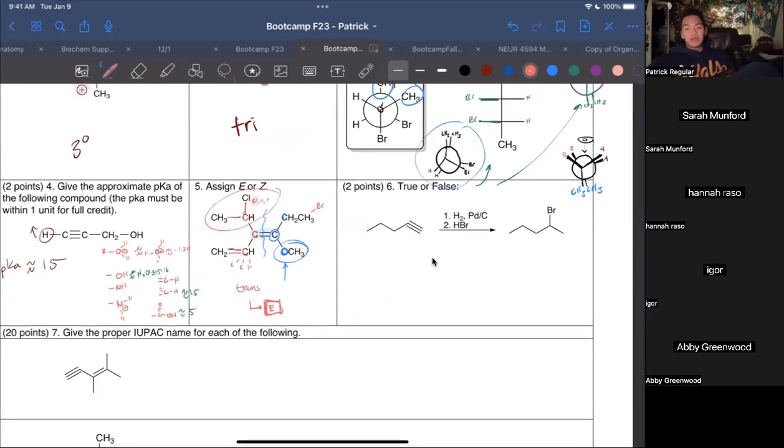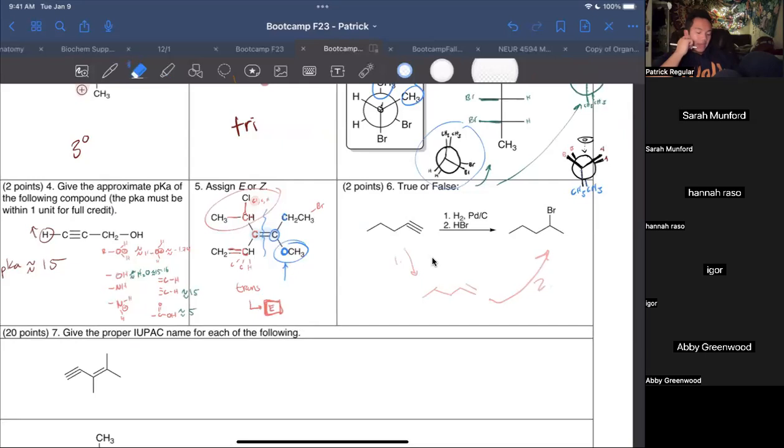Now, this one was also a tough one. True or false? This was what we called a mini synthesis. If you take step 1, H2, Pd-C, you know you reduce a triple bond. You add two H's across a pi bond, and then you might be thinking, well, hey, again, this is not the answer, but this is what a lot of people thought. Step 1, you get an alkene. And then step 2, Markovnikov addition of HBr. That makes sense. It would be true. But the answer is no, it wouldn't.